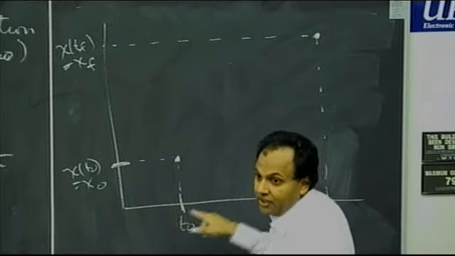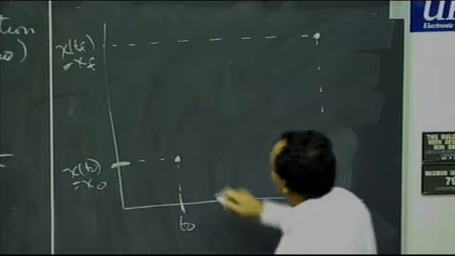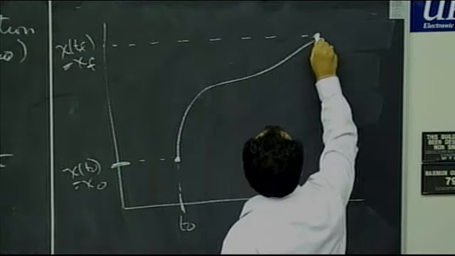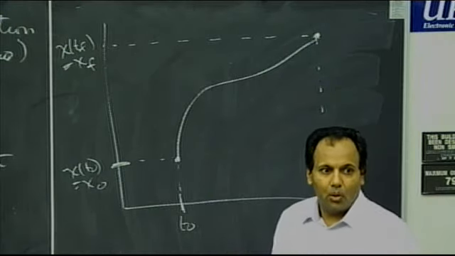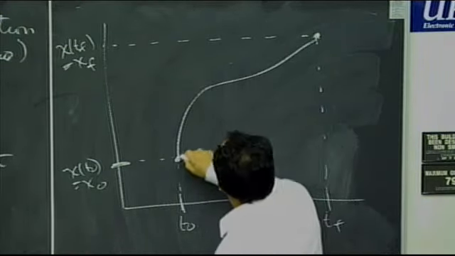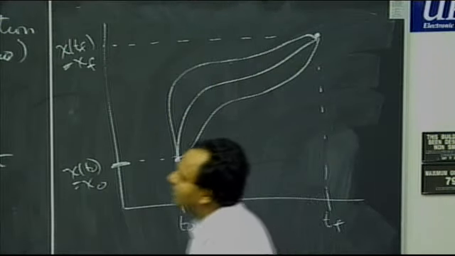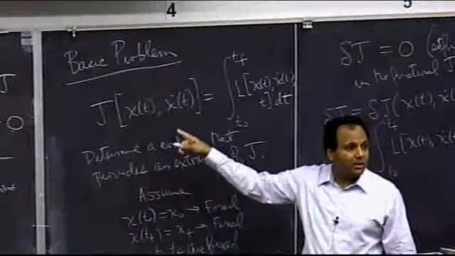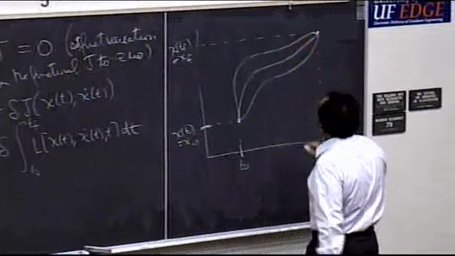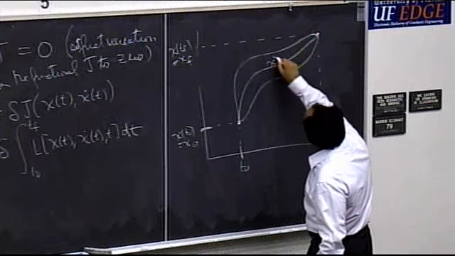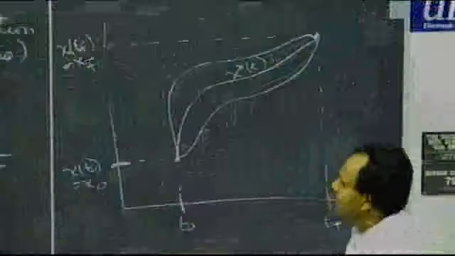T0 is fixed, I can't change it. X at T0 is fixed, I can't change it. Same thing is true at TF. There's a function that takes me from here to there. How many different functions will take me from here to there? A whole bunch of them, right? There are all kinds of functions that will take me from here to there. Which one do I want? I want the one that makes this functional as small as possible. That's what I'm looking for. So what I'm trying to determine is this thing that I'm going to call x star of t. It's the one that makes that functional as small as possible.